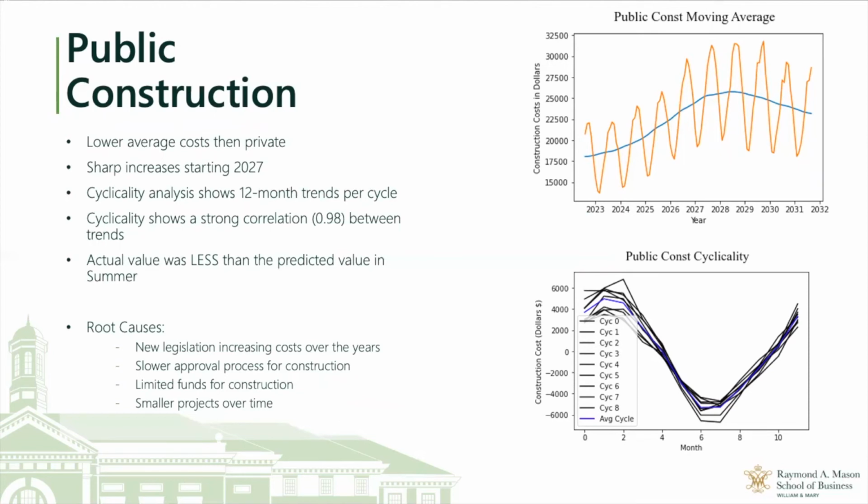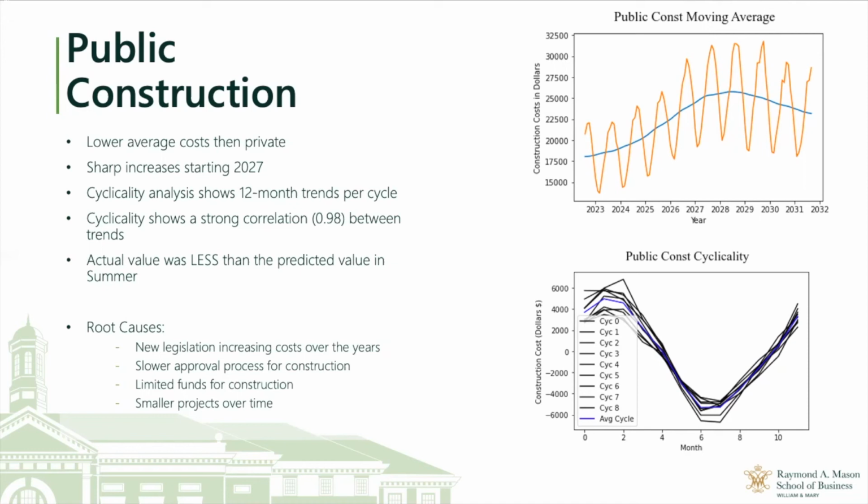in the summer months, which, as I mentioned before, essentially means that the actual value was less than the predicted value. Some of the possible root causes that we have here: new legislation is coming in, which is increasing the cost over the years. Public construction does need to go through an approval process, which is typically slower than the private, because private is private and public is going to go through the government and whatever rules or regulations they have. So we are going to possibly see that increasing over the next few years.